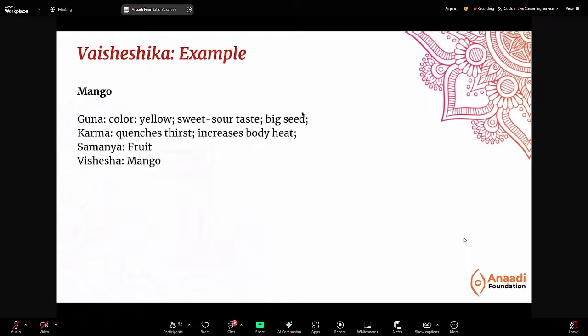For example, let's take a mango. This is not a textual example. I'm just taking it for the sake of this class. If you take a mango, what are the various qualities of a mango? Its color is yellow, its taste is sweet or sour maybe. It has a big seed. All these are qualities. And what is the function of a mango? It quenches the thirst, it increases the body heat, right? And what is the general category of a mango? It is a fruit. And what is the specific category of a mango? It's a particular variety of mango, right? So Samanya and Vishesha Gunas are mapped in Vaisheshika.